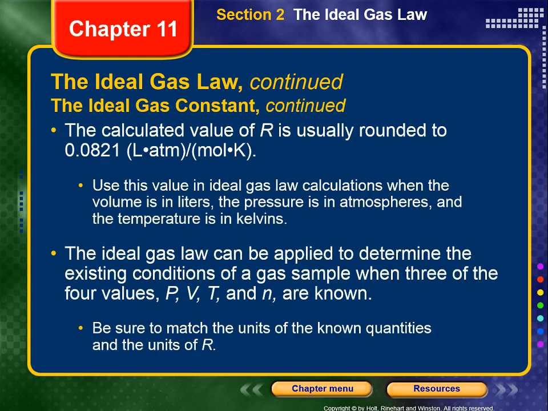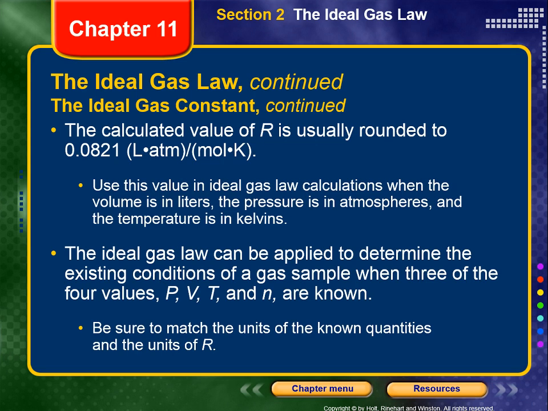So the calculated value for R is usually rounded to 3 sig figs, 0.0821 liters atmospheres over moles Kelvin. Use this value in the ideal gas law calculations when volume is in liters, the pressure is in atmospheres, and the temperature is in kelvins. Otherwise, it's not going to work out.